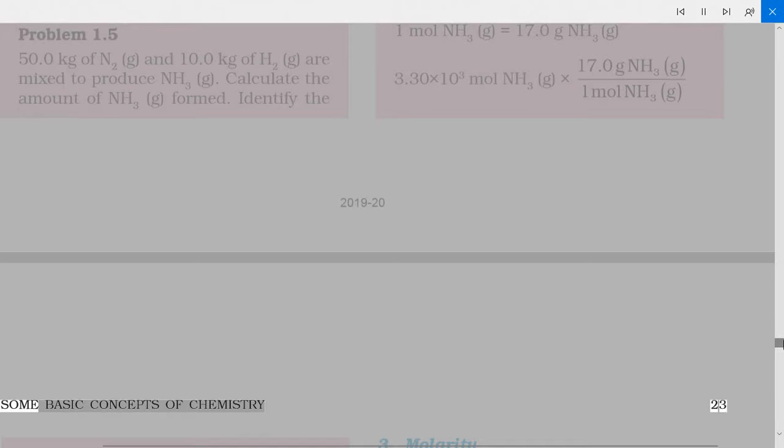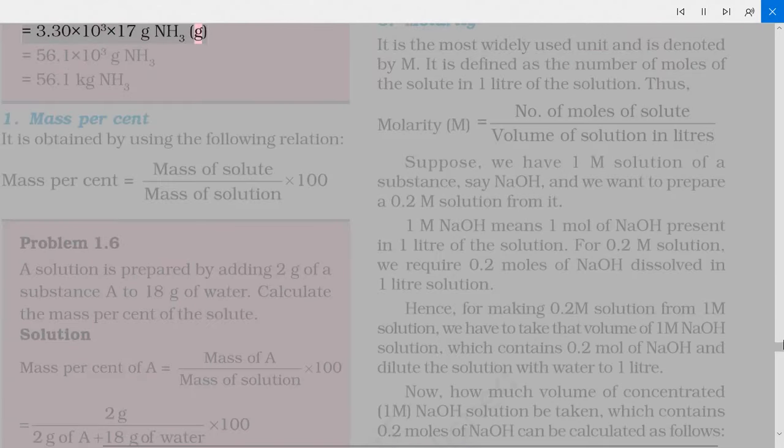= 3.30 × 10^3 × 17 g NH3(g) = 56.1 × 10^3 g NH3 = 56.1 kg NH3.